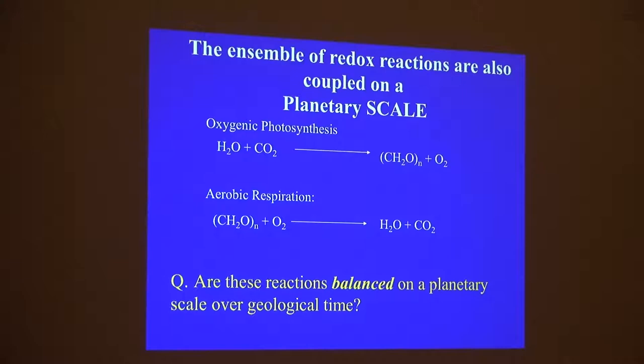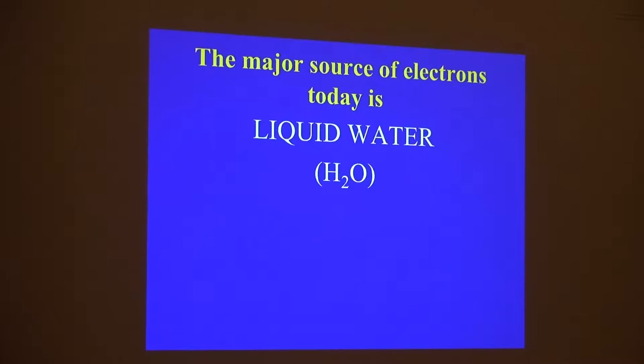Now, if that were balanced globally over geologic time, we wouldn't have any oxygen on the planet. So we had to hide this stuff from us and from other organisms that respire. It's hidden in rocks. Rocks become the lockbox of sugars. Without that lockbox, we wouldn't have significant amounts of oxygen on Earth. Now, today, the major source of electrons is that molecule here.